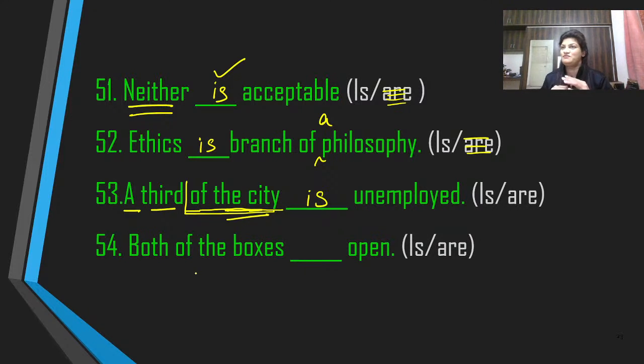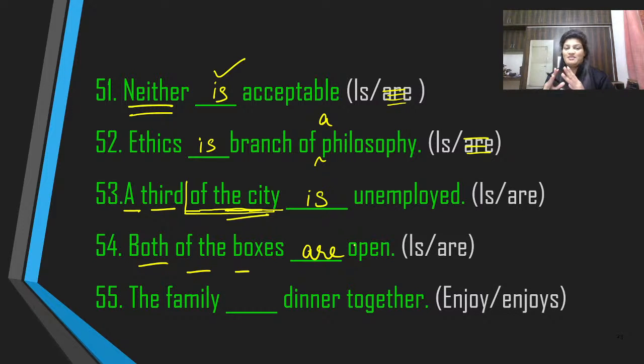54th question, guys. 54th question. The answer is both of the boxes are the family dash dinner together.